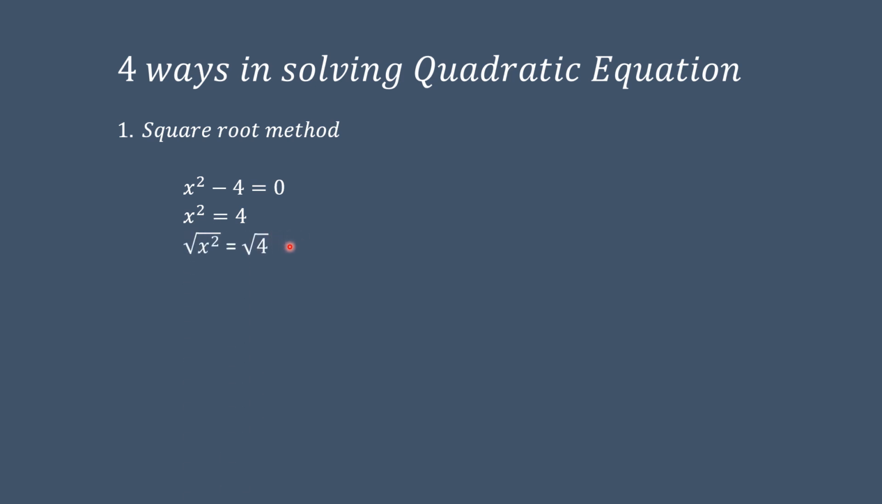Then we will take the square root on both sides. Square root of x squared equals square root of 4. Then the square root of x squared is x, and the square root of 4 is plus and minus 2. Then we have our first solution, x sub 1 equals positive 2, and the second solution is negative 2.